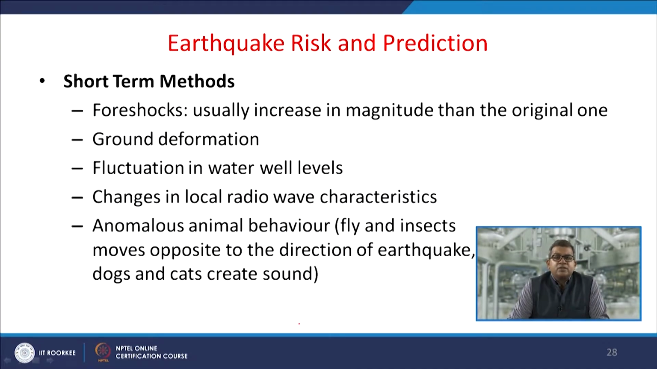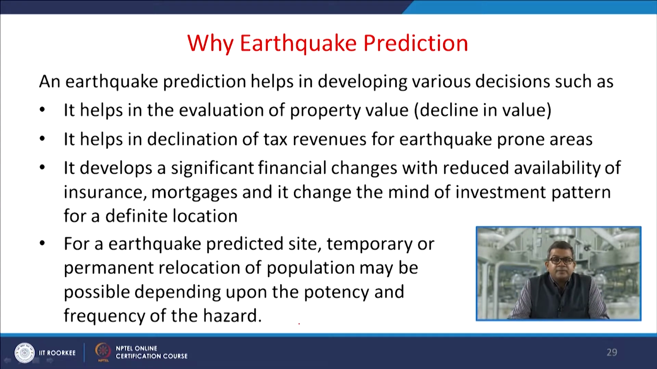Another one is the short term one. They are related to the foreshocks, which usually increase in magnitude compared to the original ones, sometimes the ground deformation, sometimes fluctuation in water well levels, the changes in the local radio wave characteristics, sometimes anomalous animal behaviors, like flies and insects move opposite to the direction of earthquake, dogs, cats create sounds, etc. So, they can sensitize about different types of waves coming out from the earth.